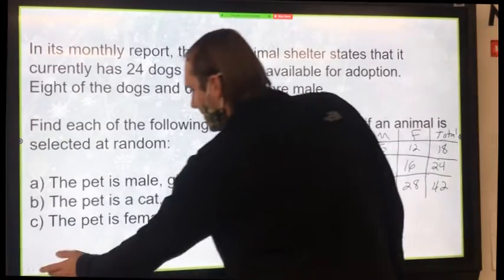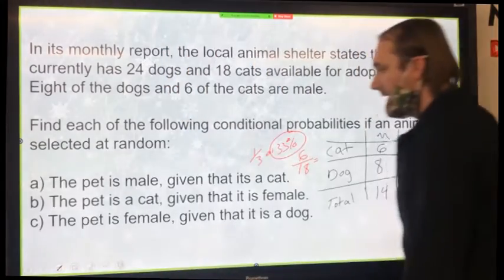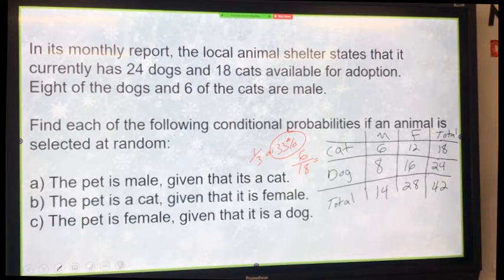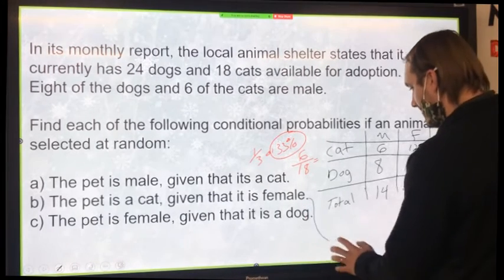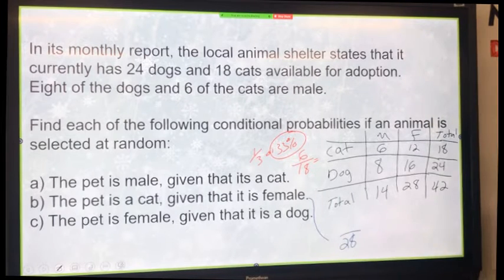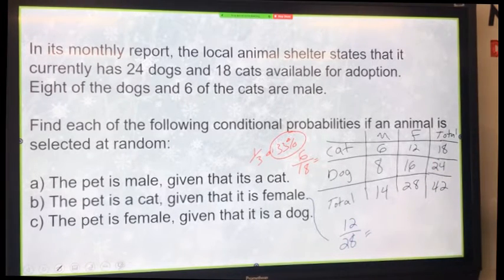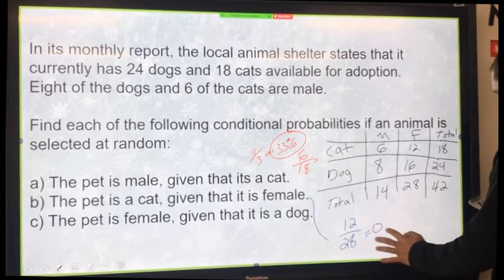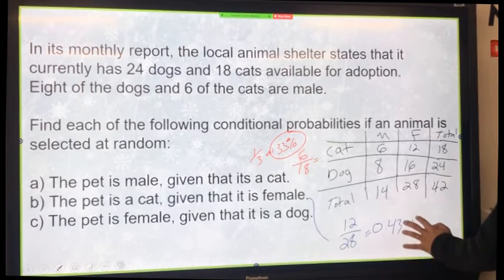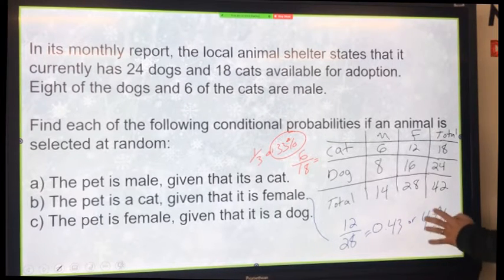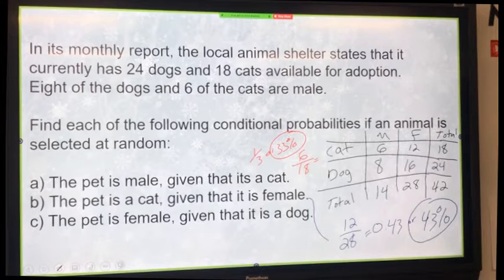Now let's look at the pet is a cat, given that it's a female. So all of my females, which I have a total of 28, out of my females, what's the probability of it being a cat? So how many cats do I have that are female? 12. So I have 12 over 28, which is roughly 0.43. I have about a 43% chance that if I were given a female, then it would be a cat.